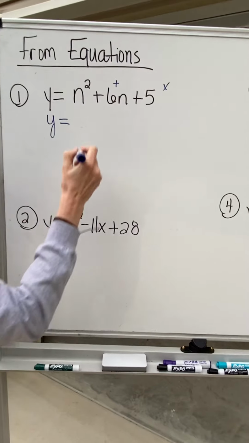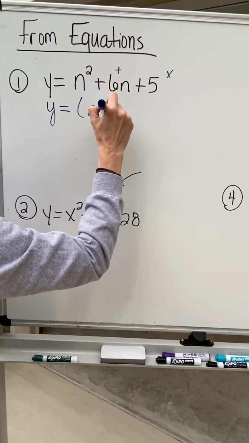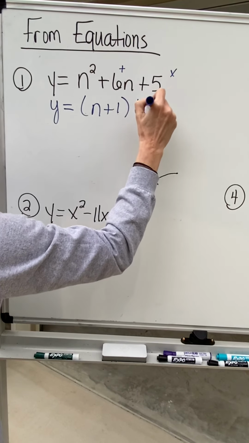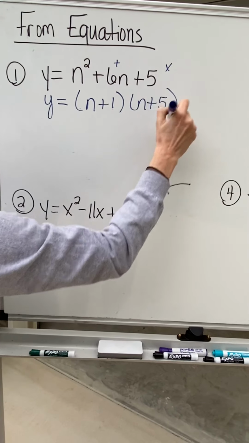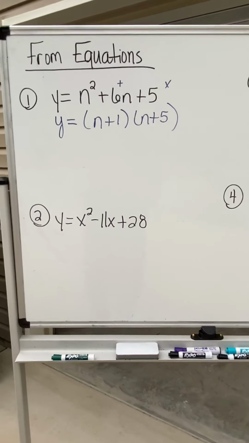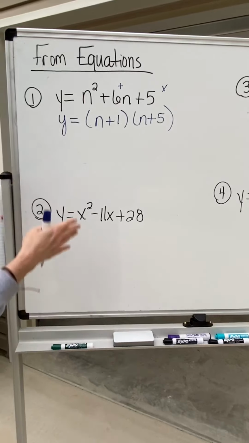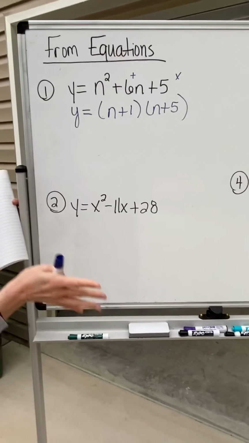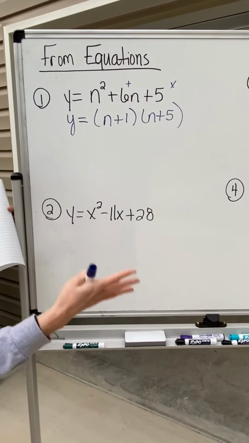And those numbers are 1 and 5. So you would write that as n plus 1 and n plus 5. Okay? Nothing new about that. Now, here's the part that's going to be a little bit new. It's going to be a little bit weird at first, but it's actually pretty simple.